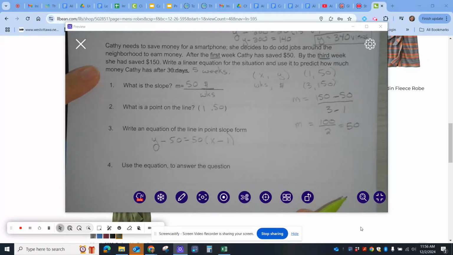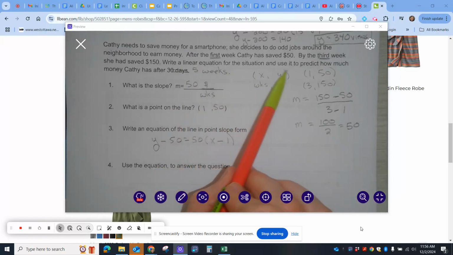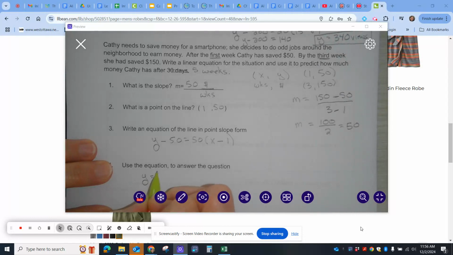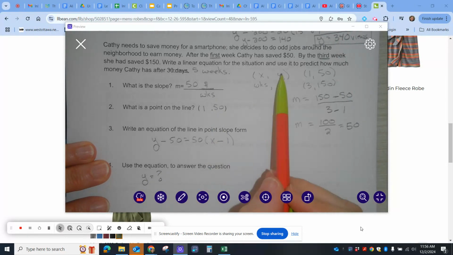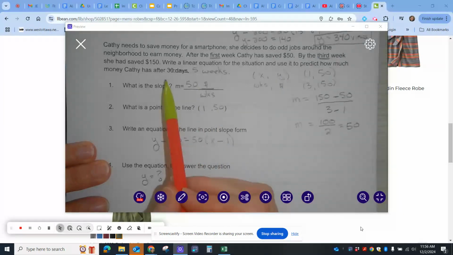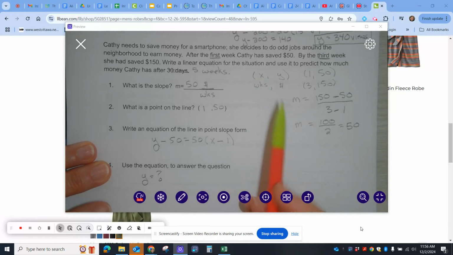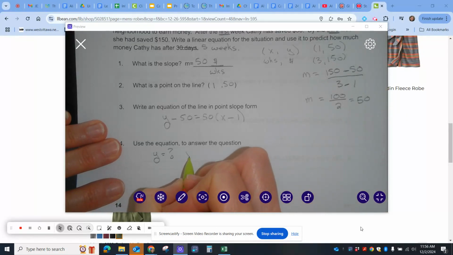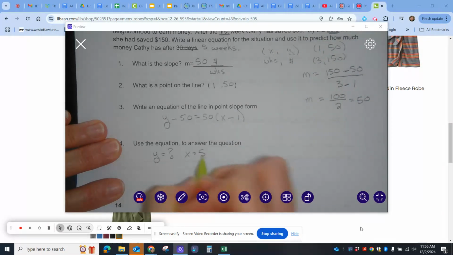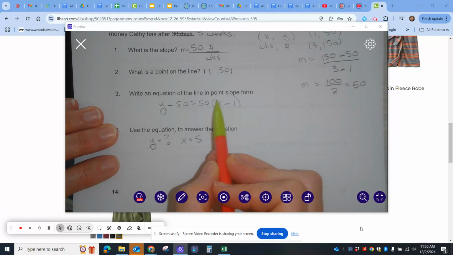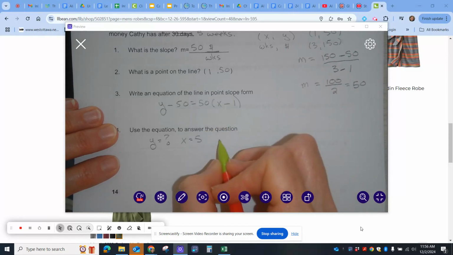Use the equation to answer the question. So let's go back up here. It says write a linear equation. Use it to predict how much money. So again, I'm finding Y because money is Y. After 5 weeks. So right here I wrote myself or reminded myself that X is weeks. So this means X equals 5. So I want to copy this equation. When I get to this X, I'm going to throw out the X and put in a 5.